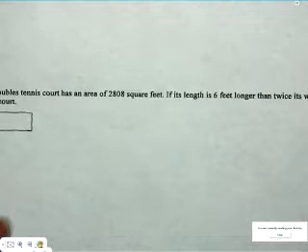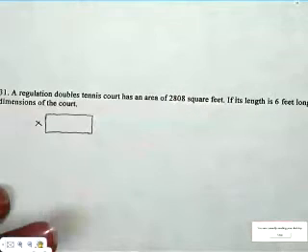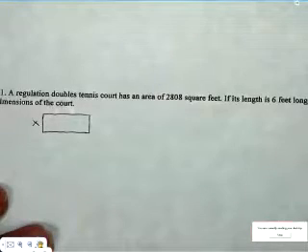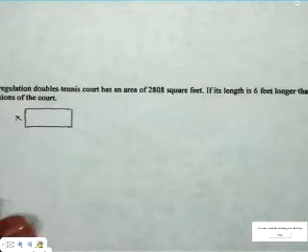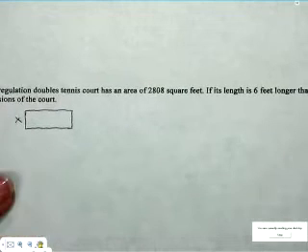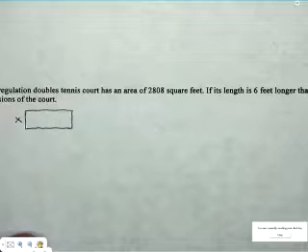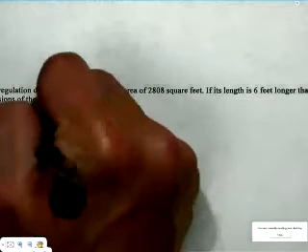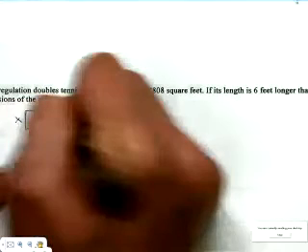So, yeah, let's let the width be plain old x. And again, the width is the short side. Somebody has to be plain old x, and in this problem, it's the width. If the length is 6 longer than twice that, how could we label the length? 6 plus 2x or 2x plus 6. It doesn't matter how you write it.